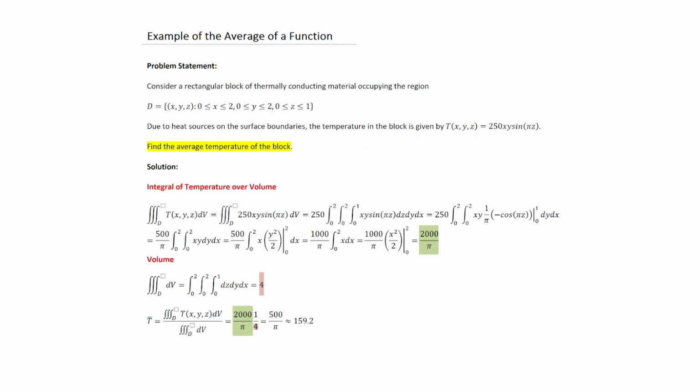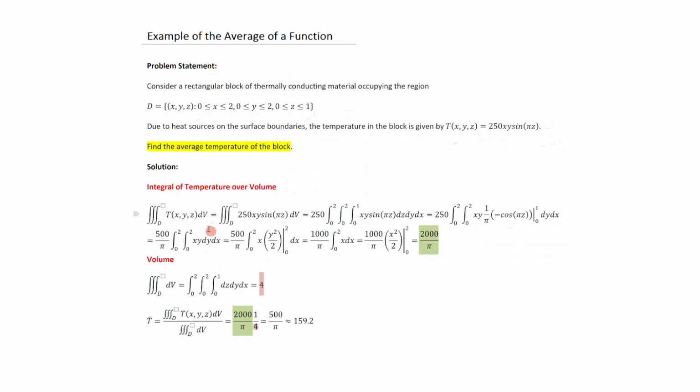Example. The problem statement is to consider a rectangular block of thermally conducting material occupying a particular region. Again, we've picked a simple region involving constant bounds, just to illustrate the process. Due to heating on the surface boundaries, the temperature in the block is given by this function. It's just a value that's been given. And the objective is to find the average temperature of the block. So the solution involves steps: first, compute the integral of temperature over the volume; second, compute the volume; and the final step is to compute the actual physical average. The two intermediate steps are the ones indicated in red.